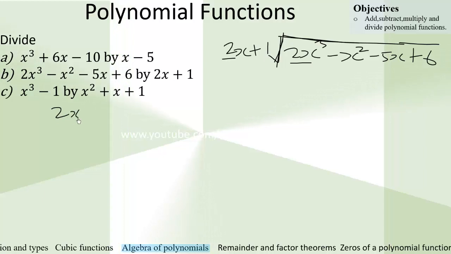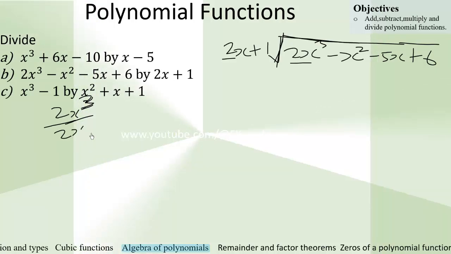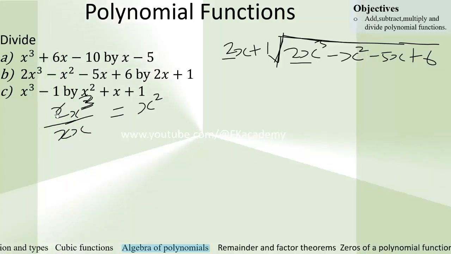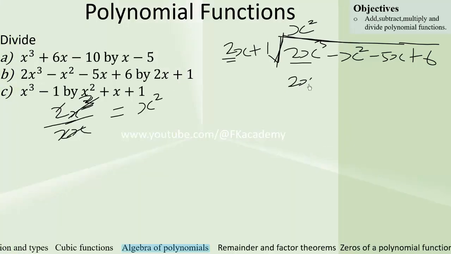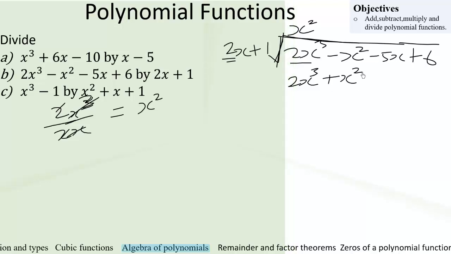So 2x cubed by 2x. That will give us x squared, because this will go into this and this will go into this, x squared times. So we put the x squared here. Now x squared times 2x will give you 2x cubed. Then x squared times 1 will be plus x squared.